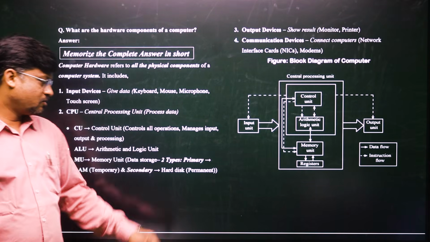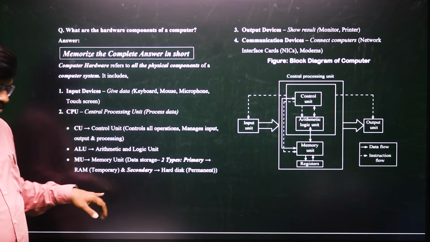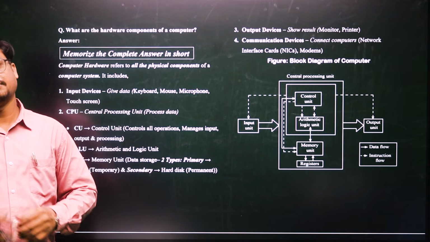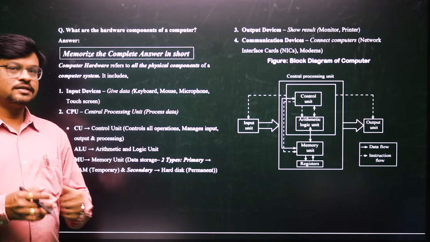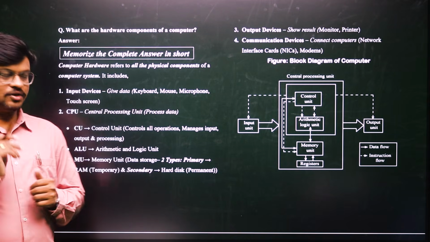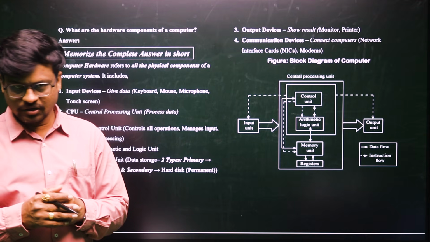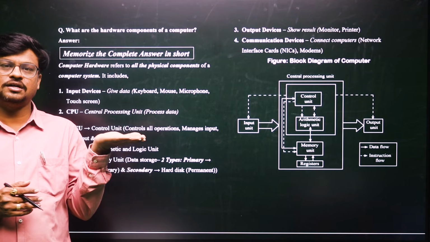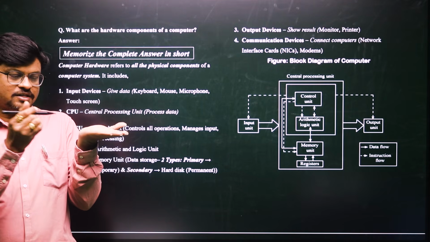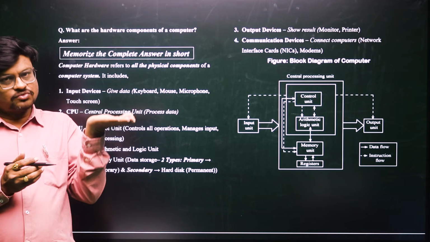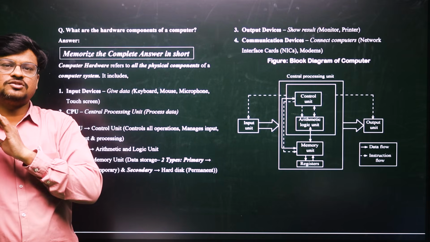And again we have two types of memories, primary memory and secondary memory. Primary memory is temporary memory, secondary memory is permanent memory. Memory devices like hard disk and pen drives fall under secondary memory. RAM falls under primary memory. When an application is installed on your machine, it is actually stored in your secondary memory, permanent memory. But when this application is initiated and executing, the data moves from secondary memory to primary memory, that is your RAM.